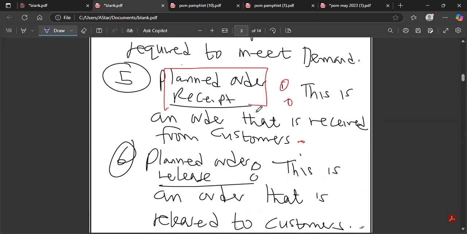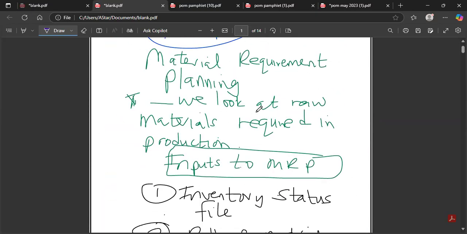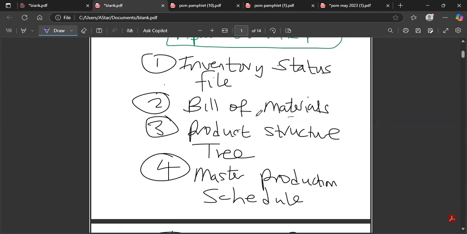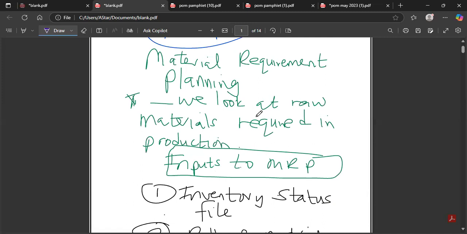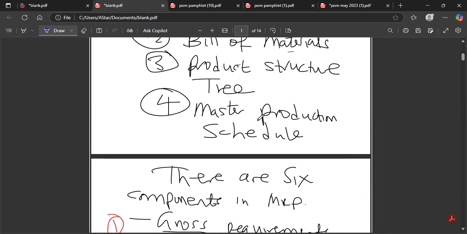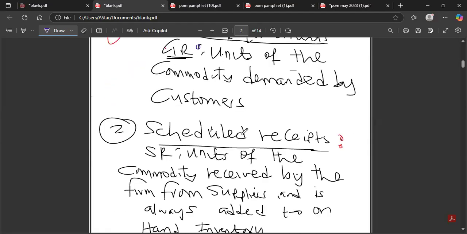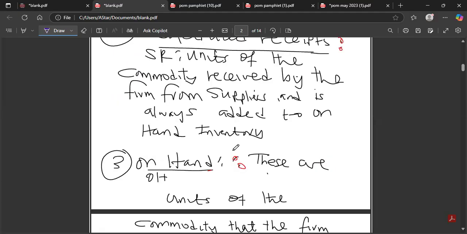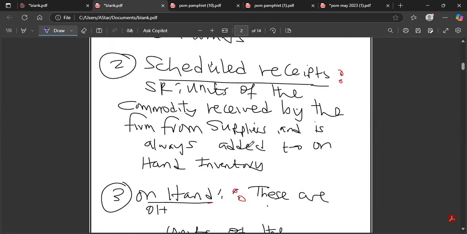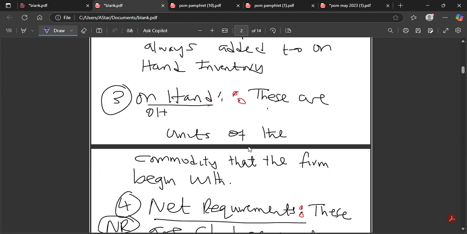So in MRP, material requirement planning summary, the inputs are the inventory status file, bill of materials, product structure tree, master production schedule. And of course, we look at materials required in production. Of course, the 6 components that we look at. The first one is gross requirements, that is like demand units by customers. The total receipts, these are units of the commodity received from a supplier by the firm. And on hand is number 3. This is the sequence in which they're supposed to be. On hand, these are stocks that are available. On hand, the stock available.